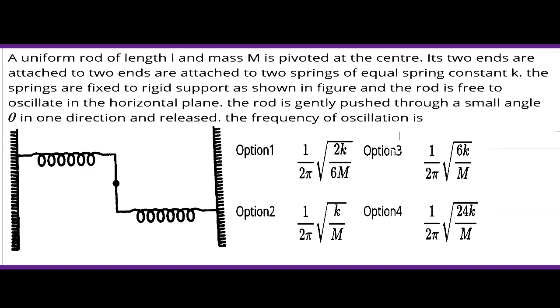The rod is gently pushed through a small angle of theta in one direction and released. The frequency of the oscillation is? Okay, so in the given question we have been given a uniform rod having a length of L.